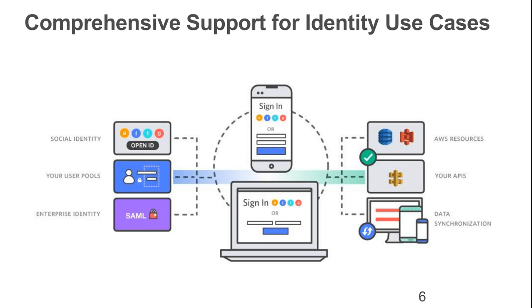On the right-hand side, we're illustrating how Cognito can provide solutions for authorization and permissions to access your resources. So on the top right, we have some AWS resources in a DynamoDB table or in an S3 bucket. You can also use API Gateway or your own services behind API Gateway to manage those permissions. And then the last piece of Cognito I'll touch on briefly is the data synchronization piece. So you can synchronize preferences and user information across devices.